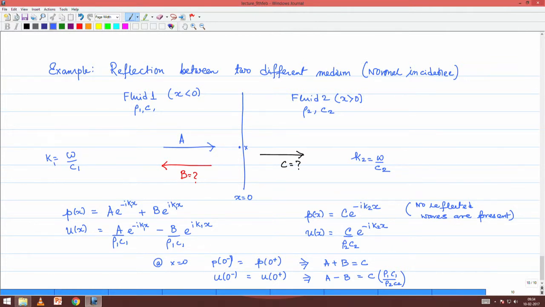We are required to find the values of B and C for a given value of A. Basically this should suffice, because given an incident wave we wish to find the reflected wave, and given an incident wave we wish to find the transmitted wave. You cannot find the reflected wave and the transmitted wave if you are not even given the amplitude of the incident wave. So, A is known, you wish to find B and C, and it looks like we have two equations which should be solvable to obtain these two numbers B and C in terms of A.